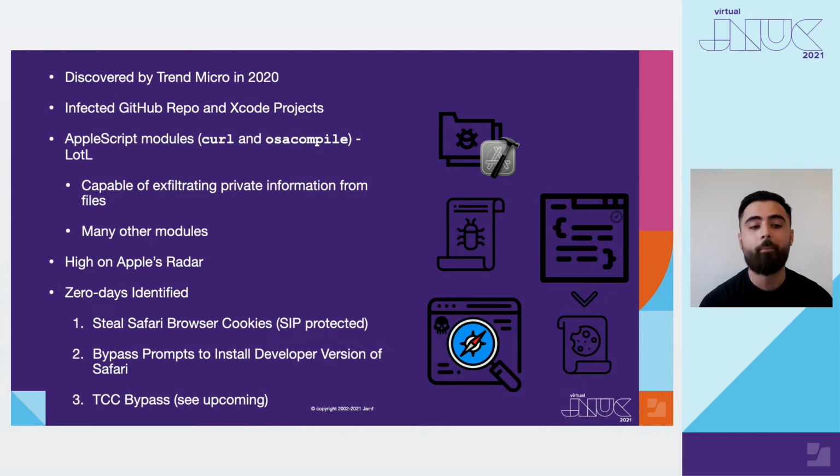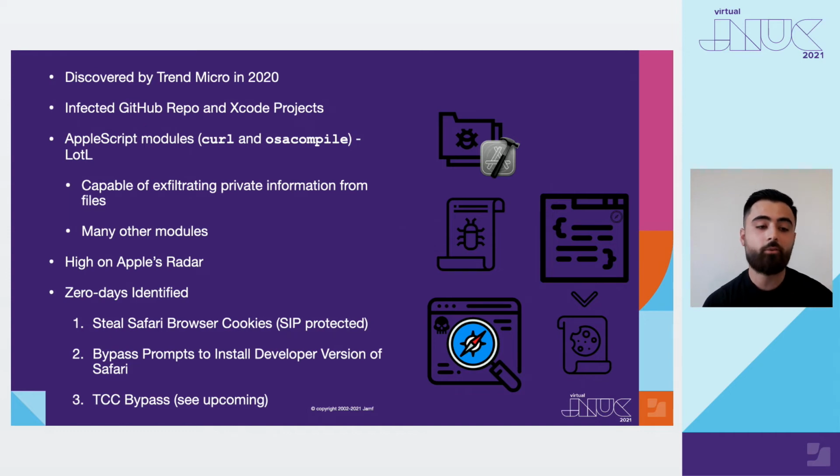XCSSET is known for its use of AppleScript modules. It's capable of stealing almost anything off the disk, and it has some built-in automation for stealing specific data such as notes, cookies, local app data, etc. And it has many other modules, including some ransomware capabilities. So you can definitely consider XCSSET as living off the land and using that AppleScript built-in scripting language developed by Apple. And just to mention, this was pretty high on Apple's radar. Apple released several XProtect rules to detect variants of XCSSET.